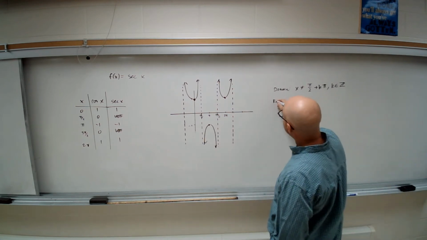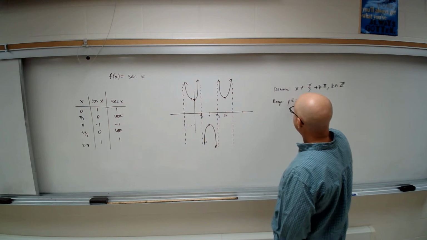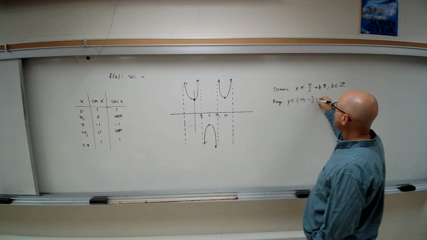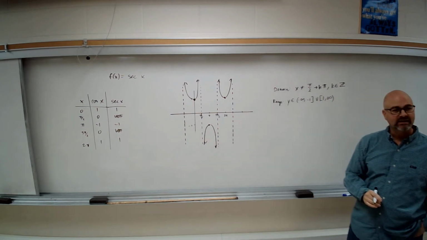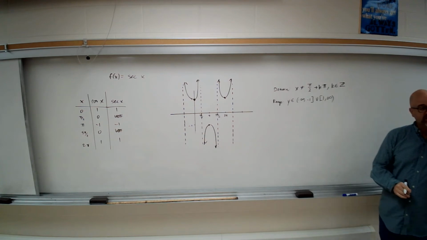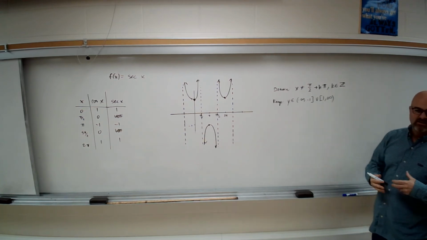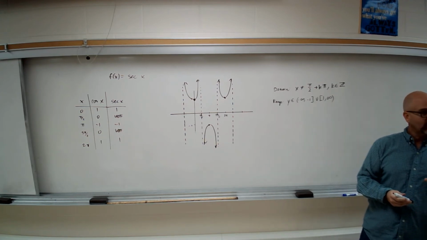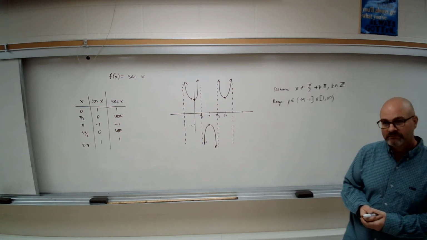And then the range here would be y goes from negative infinity to negative 1, union 1 to infinity. Right? So it's actually, the range there is, I guess, the complement of the range of the cosine curve, right? It went from negative 1 to 1. This goes everywhere except between negative 1 and 1.